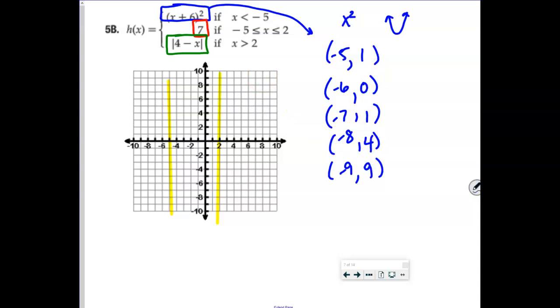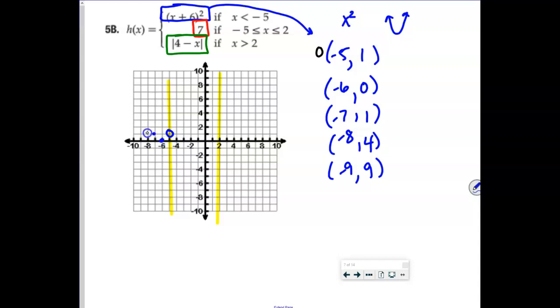Boundary line group, I'm about to plot a boundary line point at -5, 1. Am I talking a closed circle or open circle for this blue function? Open. Very good. Open circle because it's not equal to. All right, -5, 1. Open circle. Everything else is just a point. So -6, 0. -7, 1.